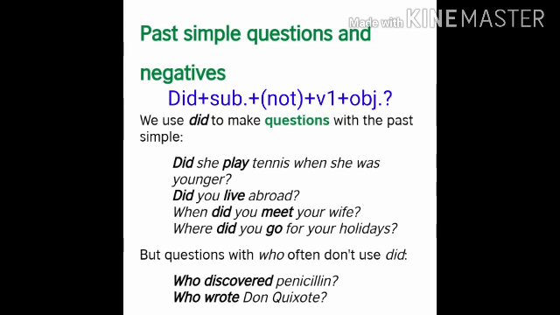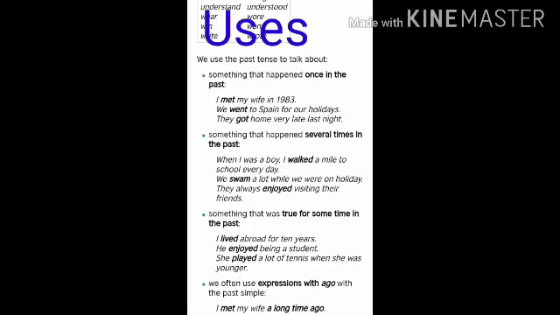Do, did, done. One thing to bear in mind is that questions beginning with who often don't use did, like who discovered penicillin, who wrote Don Quixote. It's the name of a book. Special attention must be paid to its negative and interrogative forms as generally mistakes are committed here. Kindly avoid the mistake of using double second form.